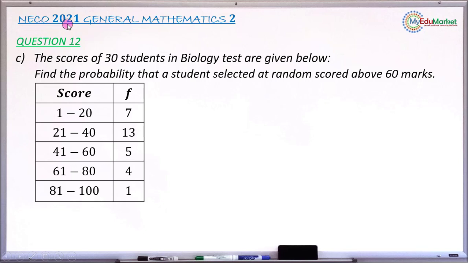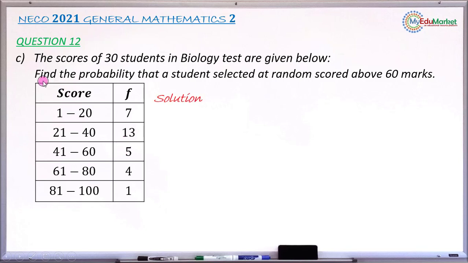This is NECO 2021 General Mathematics Paper 2, and we are answering question number 12. The question says the scores of 30 students in a biology test are given in this table. Look at the table. The scores in interval 1 to 20 were scored by 7 students, 21 to 40 marks by 13 students, 41 to 60 by 5 students, and so on.